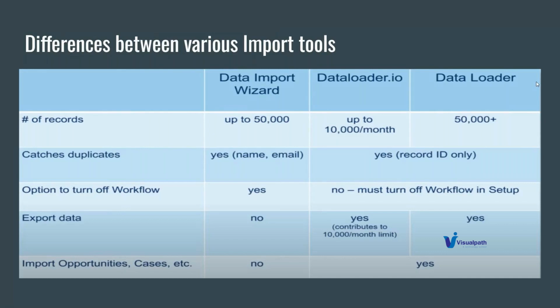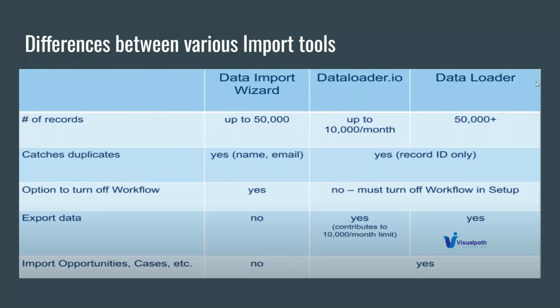Second one is catching duplicates, if there is already a duplicate record. With Data Import Wizard, we can track that using name and email. And for dataloader.io, it will only be possible using record ID. Record ID, as I mentioned, is the Salesforce ID.